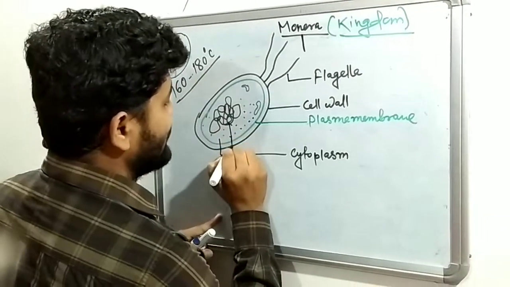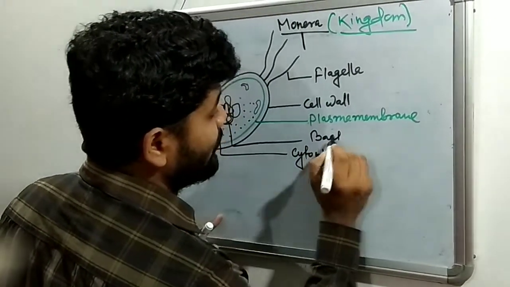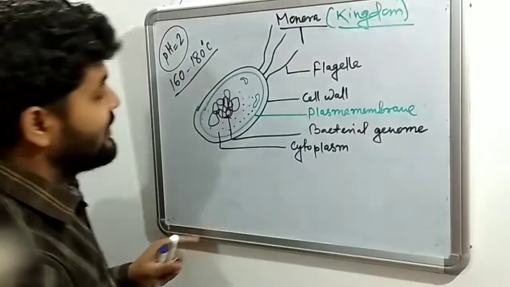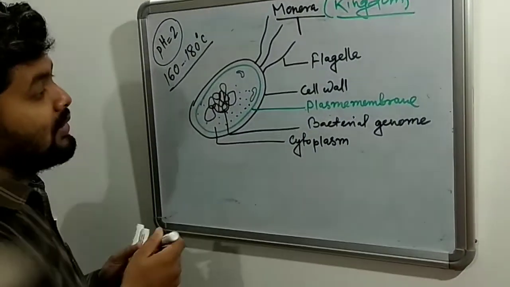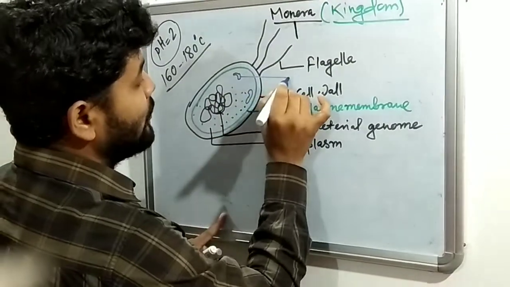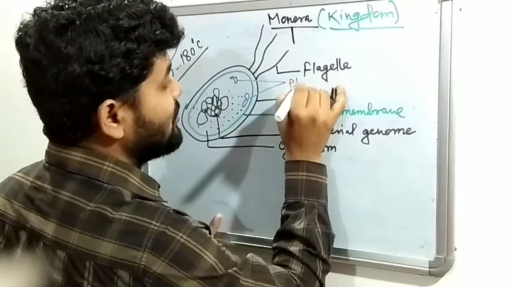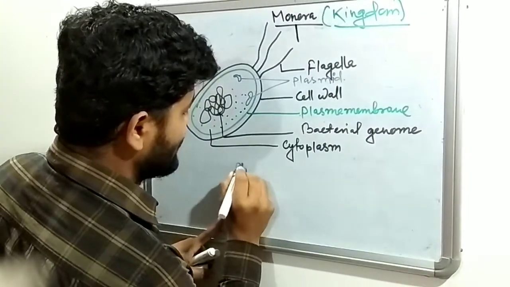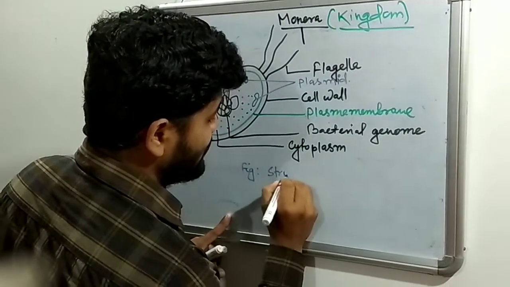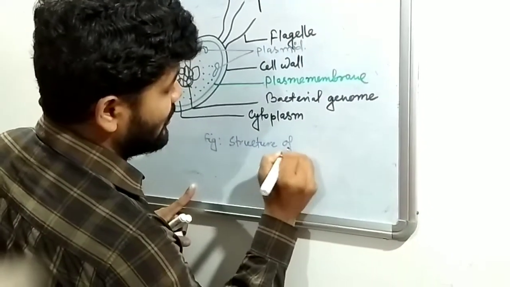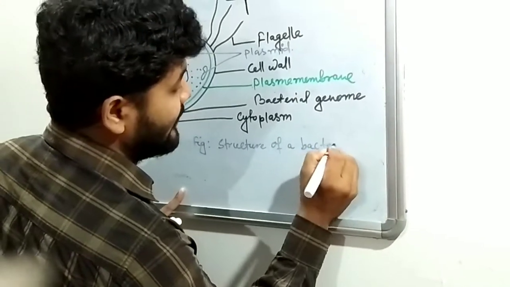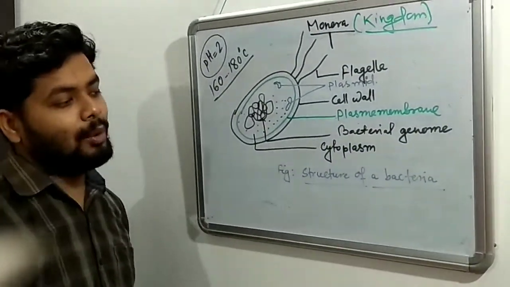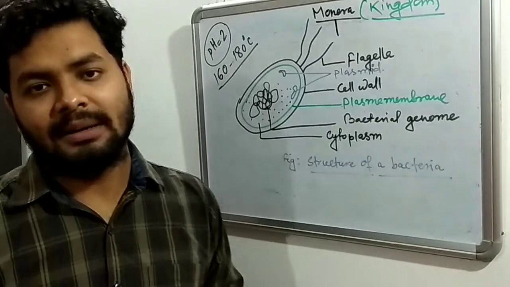Now this coil structure is known as the bacterial genome, where DNA is present. And except for this bacterial genome, there is another structure in blue color. In the blue color, you can see these are known as plasmids. So this is the general structure of a bacteria.